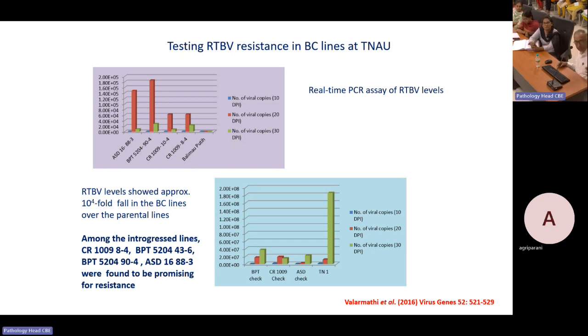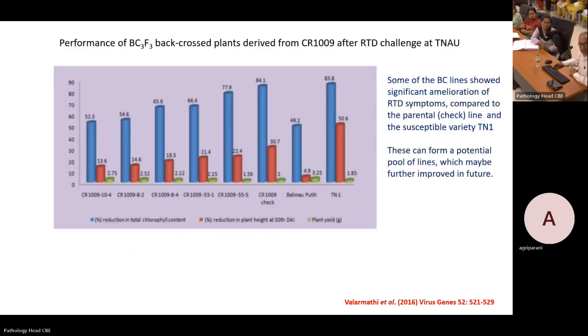So they found that some of the varieties, some of the lines which are listed there, were found to be promising. And this showed that the viral levels fall 10,000 times because of the RNAi-based resistance. And this again was done with Basmati here.